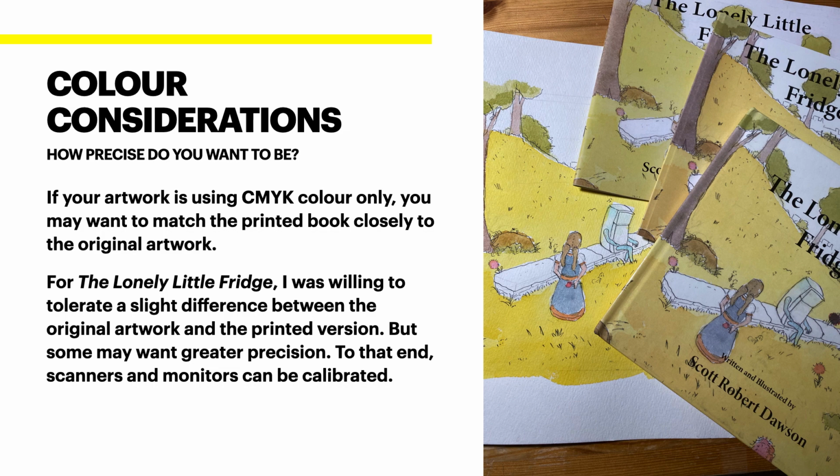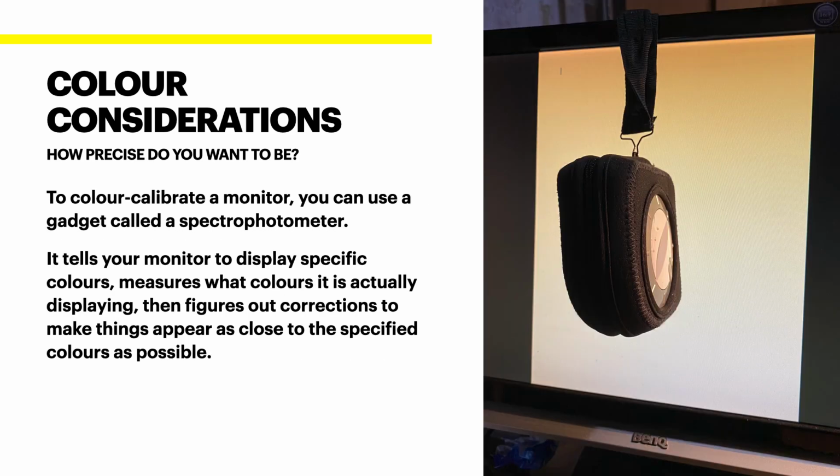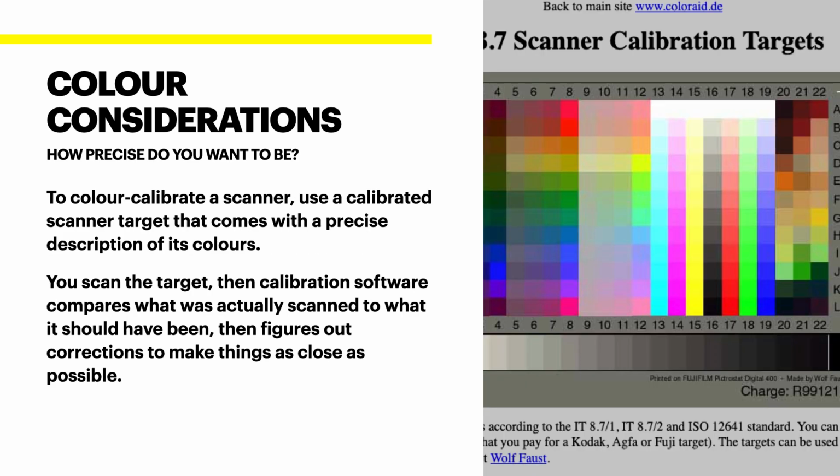And to calibrate your screen, you use a gadget called a spectrophotometer, which tells the monitor to display colors, measures them to see what it's actually giving you, and then does a calculation to figure out how to correct to make the monitor as close as possible to what it should be. Similarly, there's a scanner calibration target you can scan and then compare to what it should be, and then it does calculations to correct the scanner. This can be very helpful if you're scanning your own artwork.